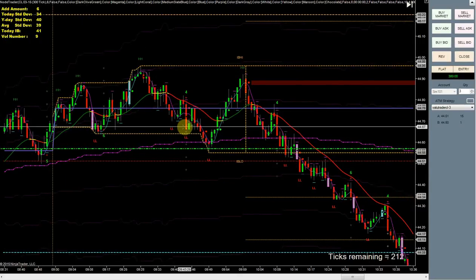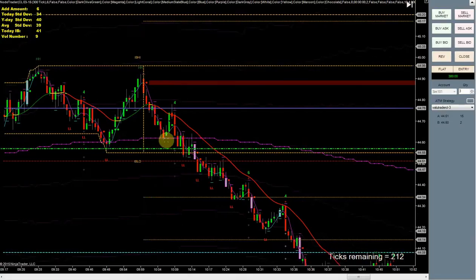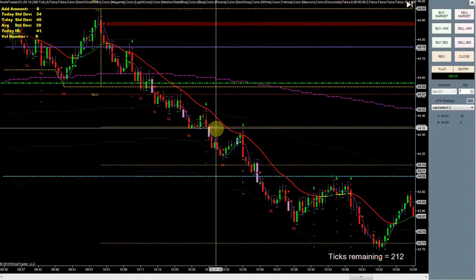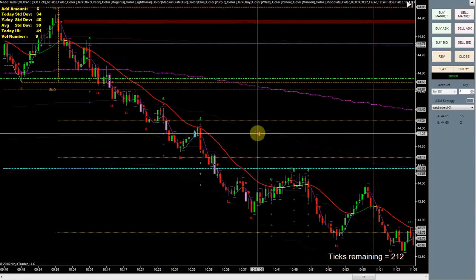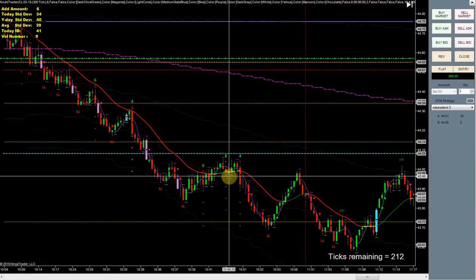Right here the market came down, but we wouldn't have been filled. And right here market came down, beautiful trade, definitely a winner. Another trade here, we would have got filled, another winner. Here again we would have got filled, another winner. This trade we would not have gotten filled.